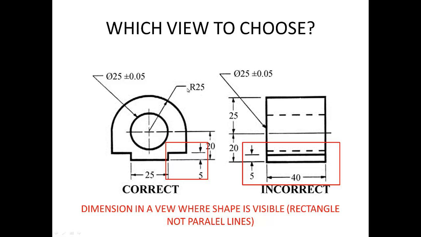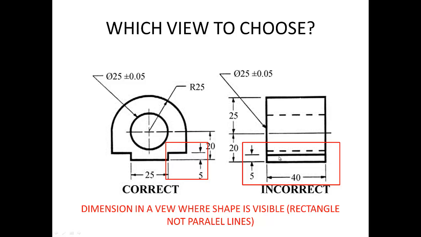And then also I have a circle here, so when you have a circle, it's better to put a diameter. And if you have a radius here, you will put the radius. So it's much better that you put dimension 5, diameter 25 and radius of 25 in this view than if you would put this dimension 5 here, because it's not telling you much.